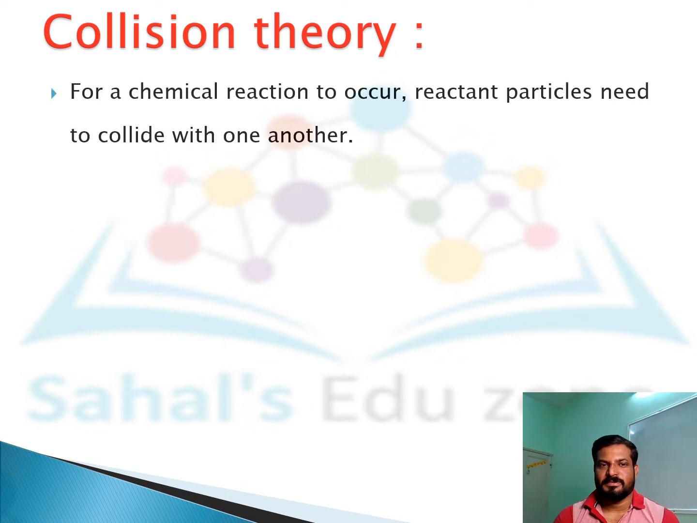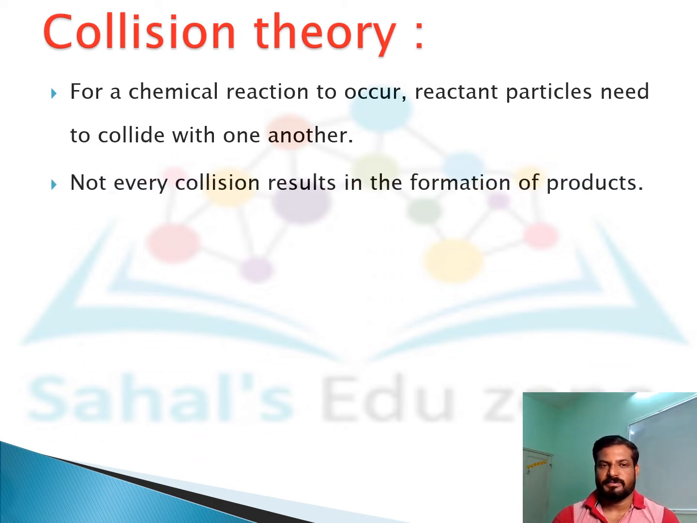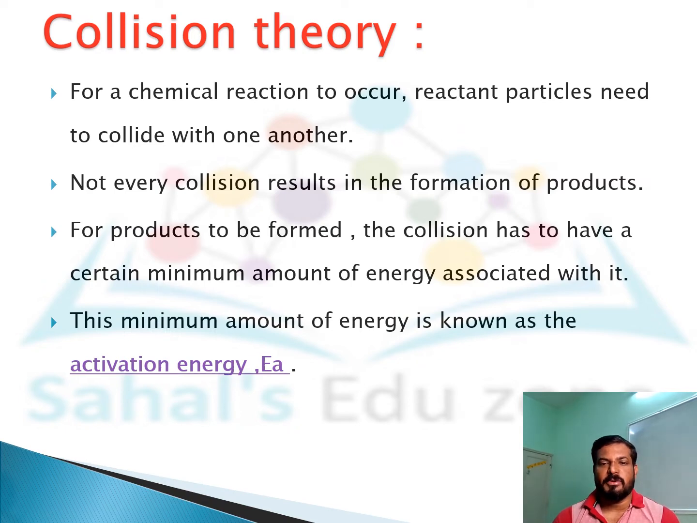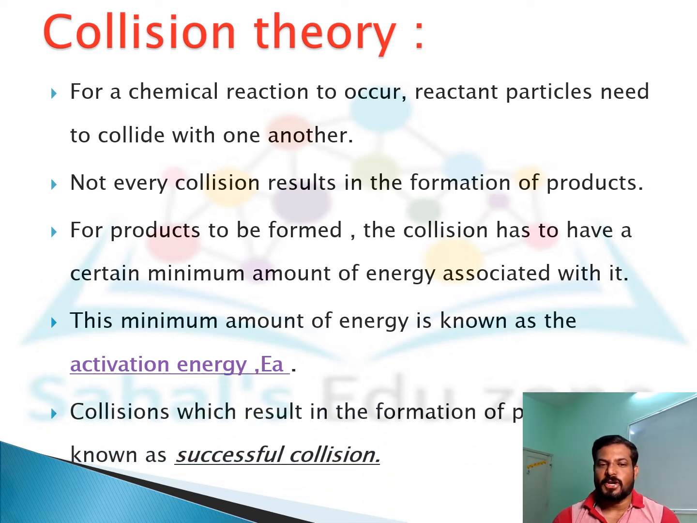Collision theory. For a chemical reaction to occur, reactant particles need to collide with one another. Not every collision results in the formation of products. For products to be formed, the collision has to have a certain minimum amount of energy associated with it. This minimum amount of energy is known as the activation energy, EA. Collisions which result in the formation of product are known as successful collisions.